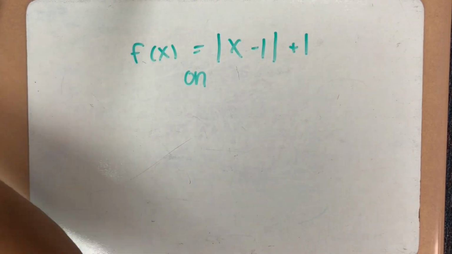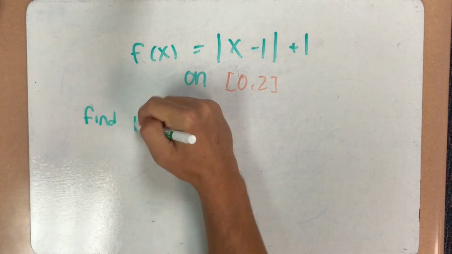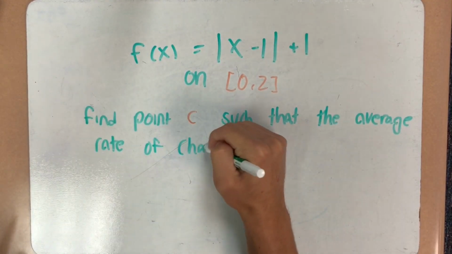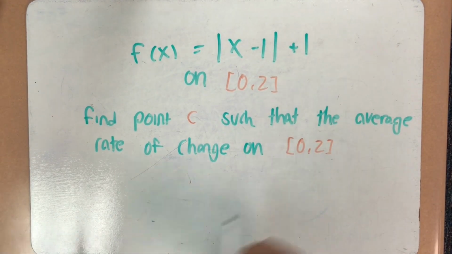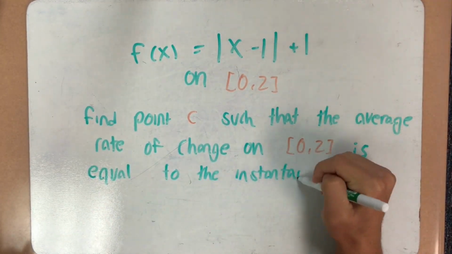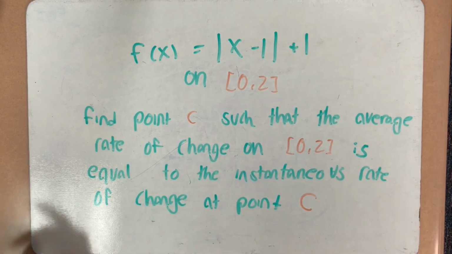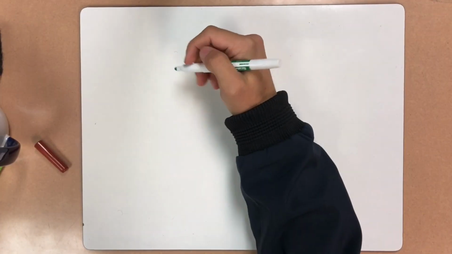For f of x is equal to the absolute value of x minus 1, plus 1 on the interval 0 to 2, find point c such that the average rate of change on the interval 0 to 2 is equal to the instantaneous rate of change at point c. This requires the mean value theorem, which, if applicable, guarantees at least one point c within bounds a to b.